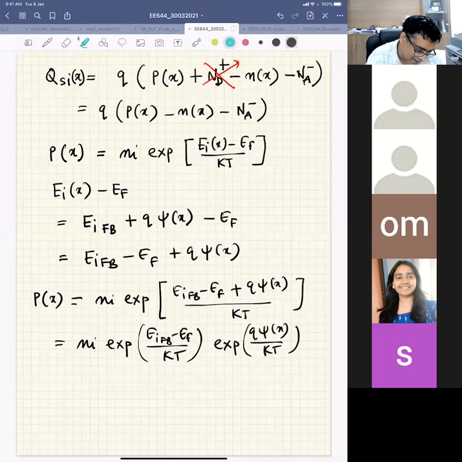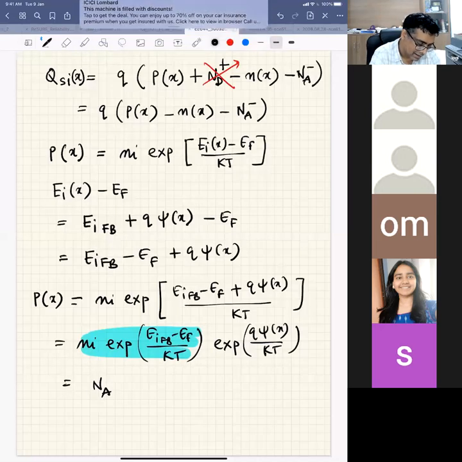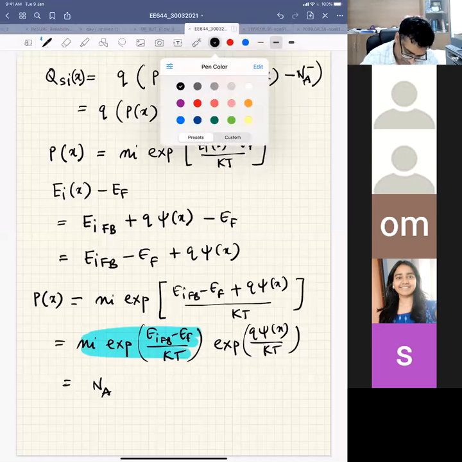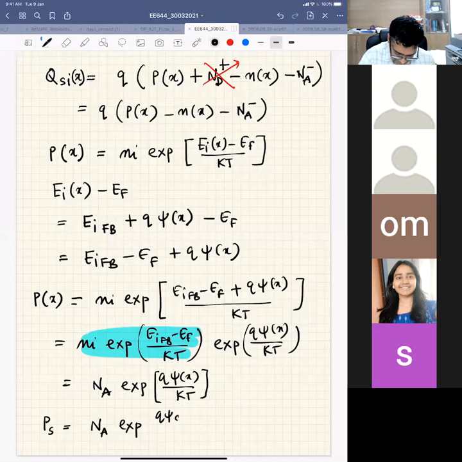So if you look at this part here, this is nothing but your Na, your doping. So your Na is nothing but Ni exponential (Ei minus Ef) by Kt. So your Px is nothing but Na times exponential Q psi x by Kt. So at the surface, the number of holes accumulating is Na times exponential Q psi s by Kt, right?